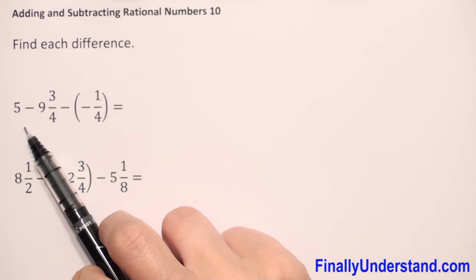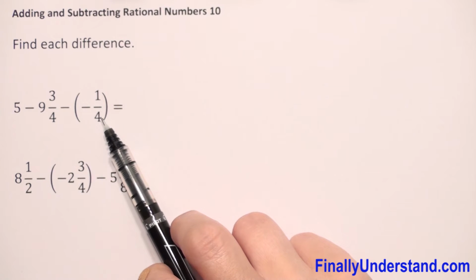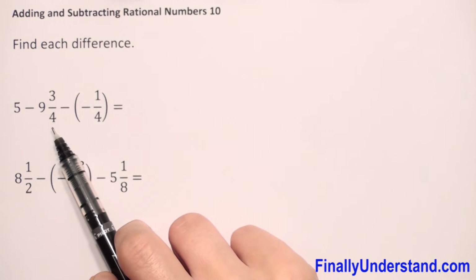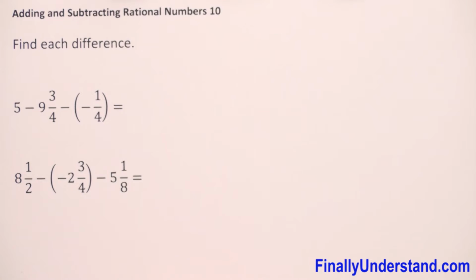We have to find the difference. We have here subtraction. So we start from the left side and we are going to the right side. So we have 5 minus 9 and 3 over 4 minus negative 1 over 4.